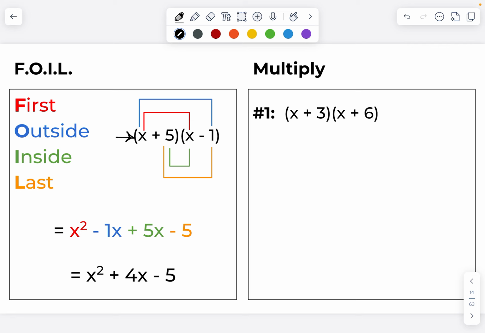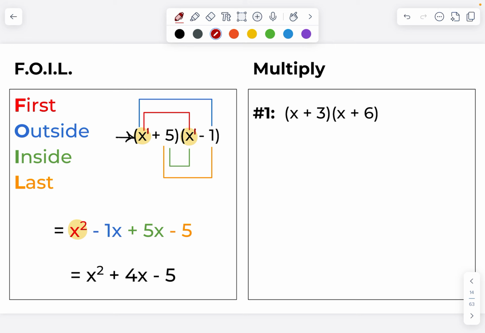It wants us to take the first term in our first grouping, so the x, and multiply it by the first term in that second grouping. So x times x is going to give me x squared, because again, you can think about each of these as having an exponent of 1. 1 plus 1 is going to give you that 2.